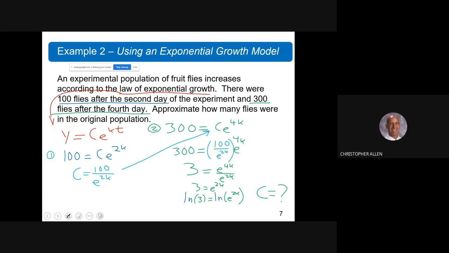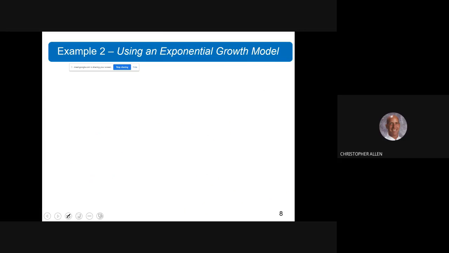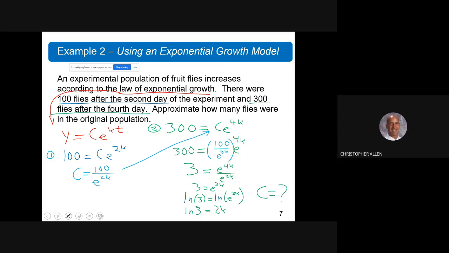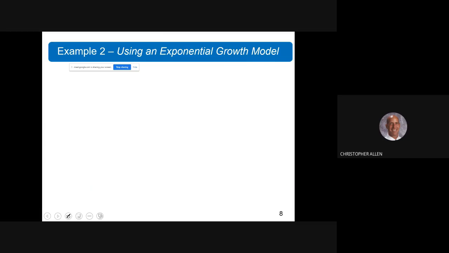So that is going to give me the natural log of 3 equals 2k. Therefore, and I'm running out of room here. Do I have room on the next slide here? Awesome. Let's go ahead and go to the next slide. So then I'm going to get that k is equal to the ln of 3, and I think that's over 2, isn't it?